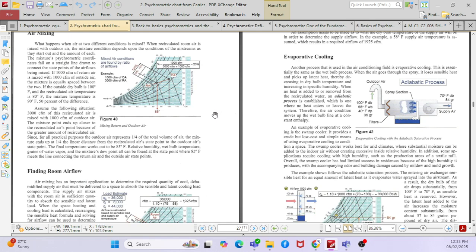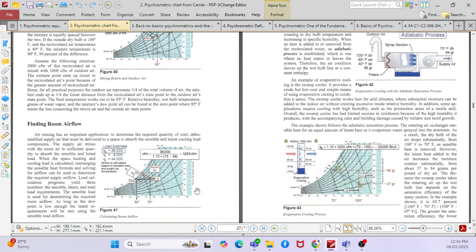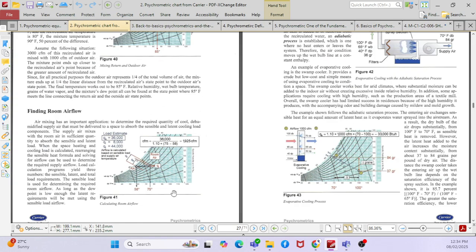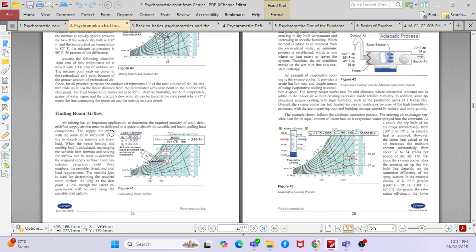Okay, and this is the finding air flow rate. How to calculate the air flow rate? Remember, we have the equation 1.08 or 1.1 multiplied by delta T multiplied by CFM into TR, right? Yes, sir. Okay, so this is the way you calculate finding room airflow rate.